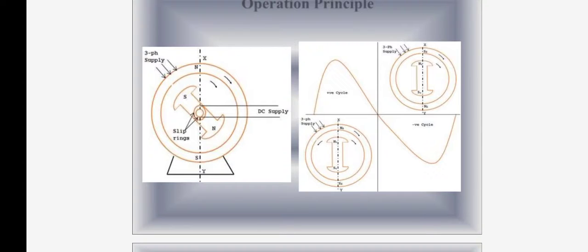You can see here there is a three-phase supply. DC supply is given to the rotor. A three-phase supply is given to the stator. We can find the corresponding output of the synchronous motor.